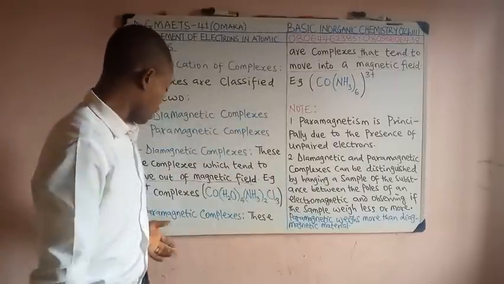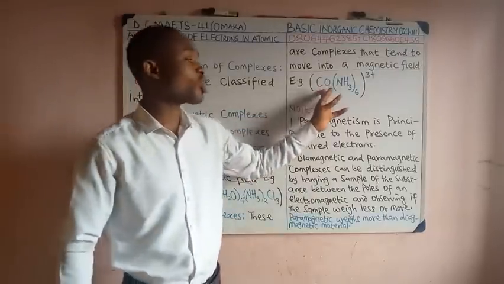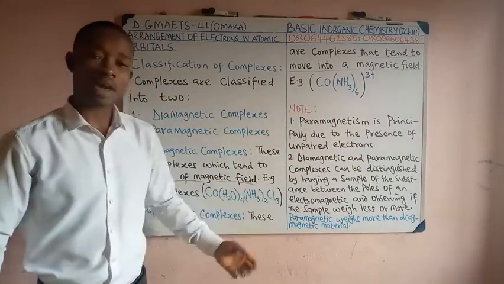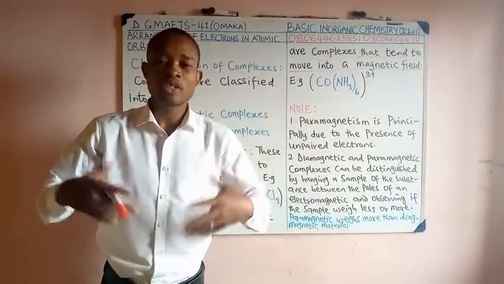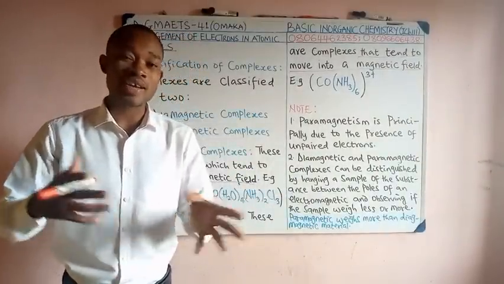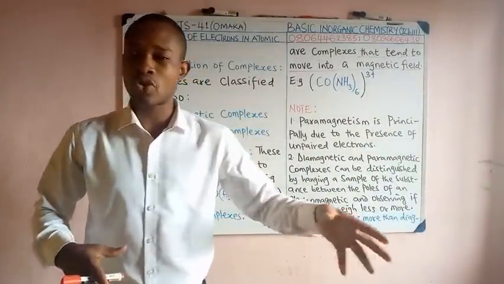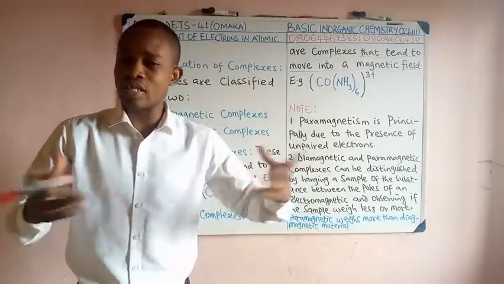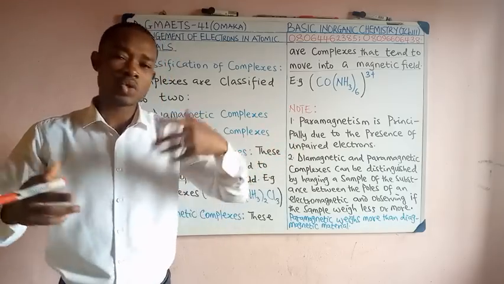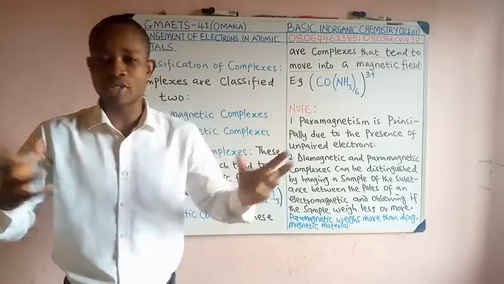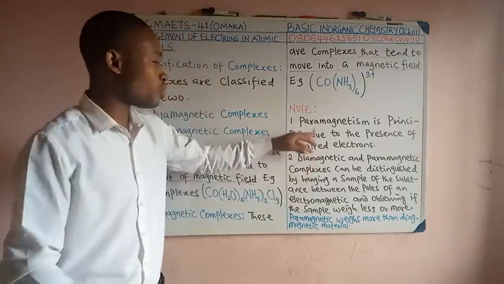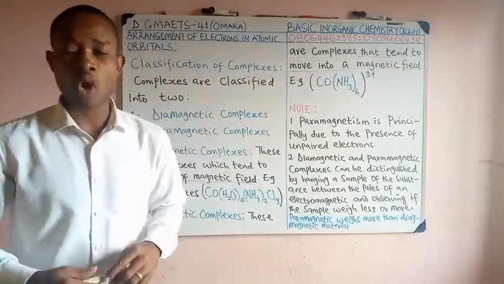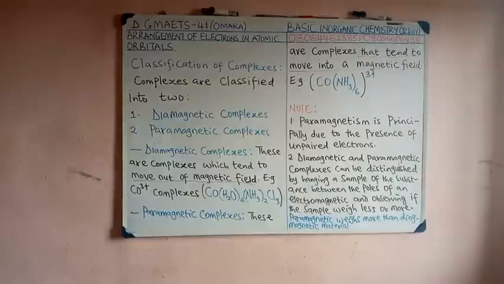As an example of a paramagnetic complex, we have this, hexaammine cobalt 3. It's an example of a paramagnetic complex. Please, I urge you to check on Google. You can browse to see other lists of diamagnetic complexes and paramagnetic complexes, alright? You could see others of manganese, those of copper, those of nickel, iron, and many more. Please take note, paramagnetism is principally due to the presence of unpaired electrons.